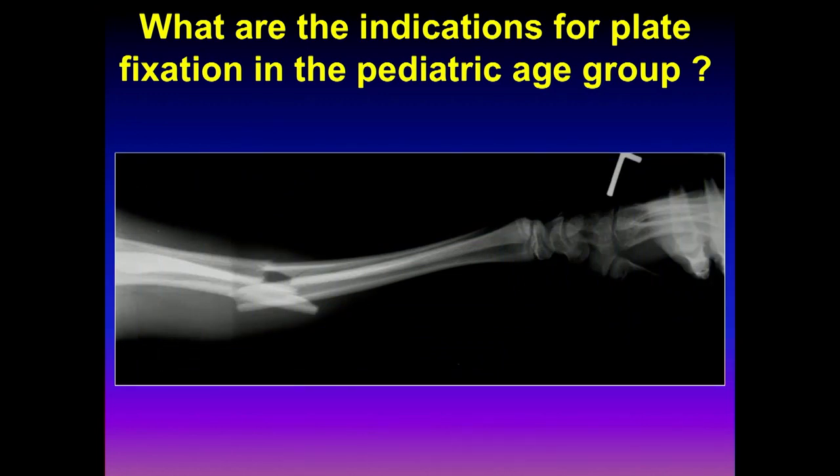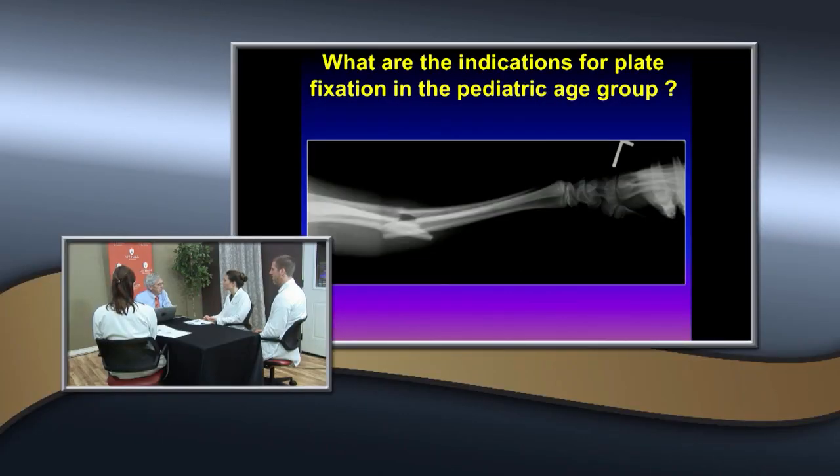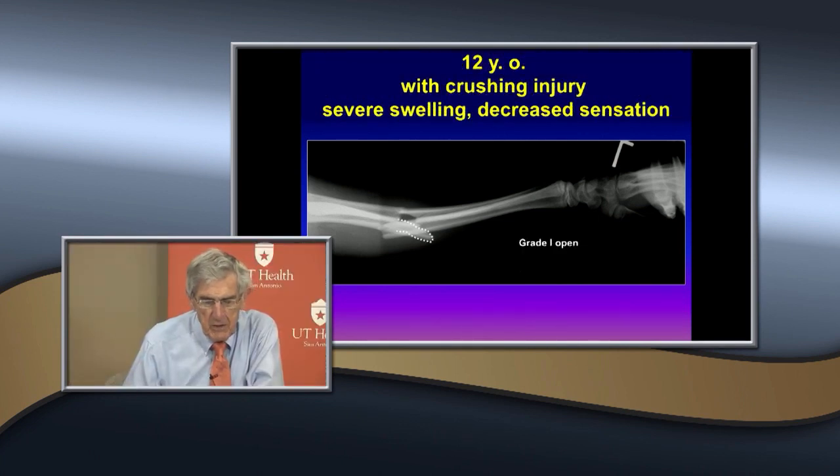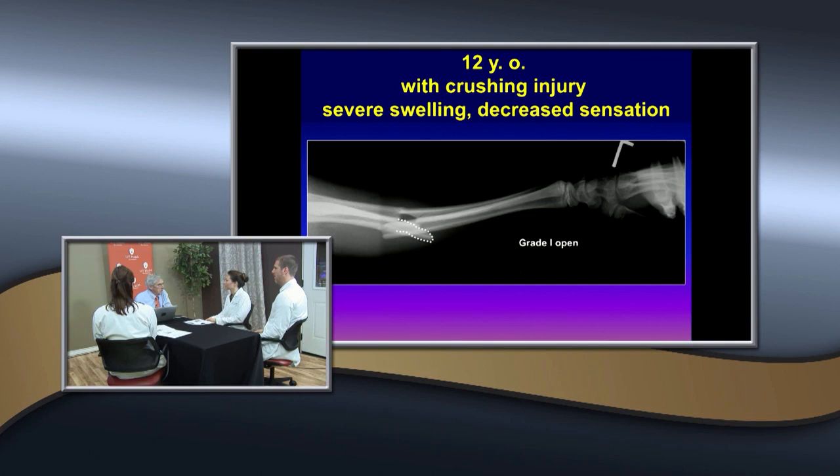Now, what about plate fixation in the pediatric age group? When would you consider plate fixation? I think it's when they're older and if there's significant soft tissue injury. That's right. This is a 12-year-old who had a crushing injury, and she came in and started having severe swelling and decreased sensation in her hand. Now, would you treat her with a cast, intramedullary nails, or plate? Probably a plate. Why? Look at the nerve. Yeah, you can look at the nerve.